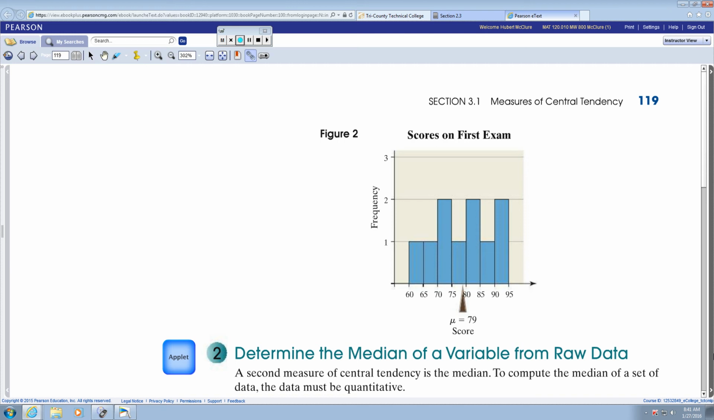Thank you. You fell right in there. Look behind the scenes. All right? Something in the middle of the road. You'll never forget it now. Middle number, middle of the road. Median is always the middle of the road.